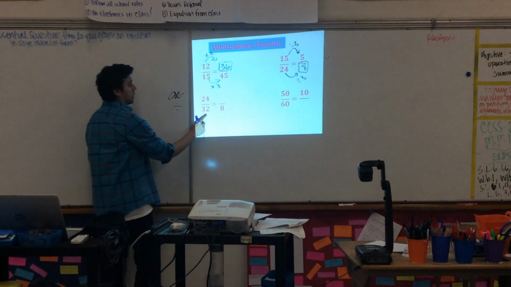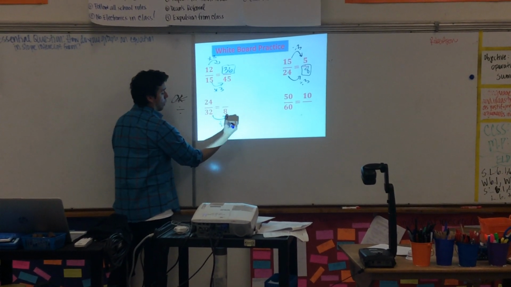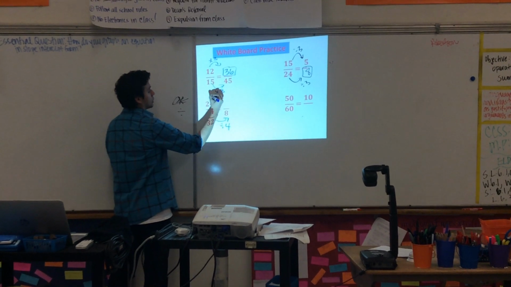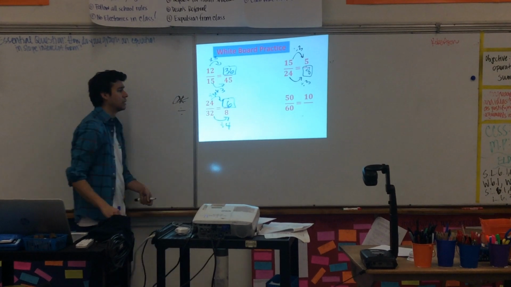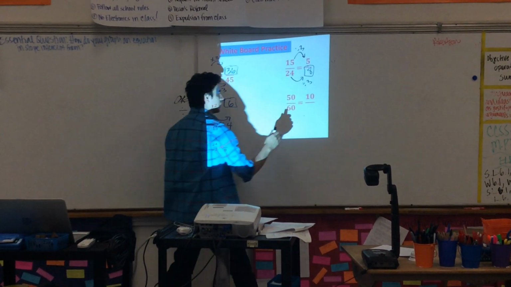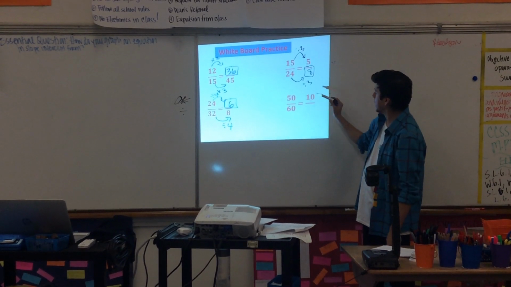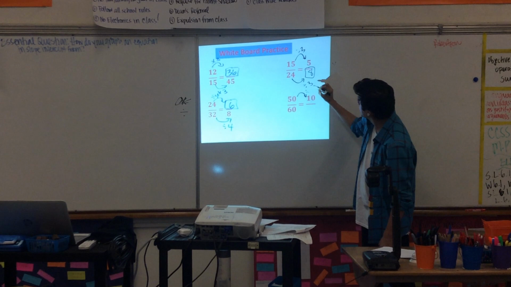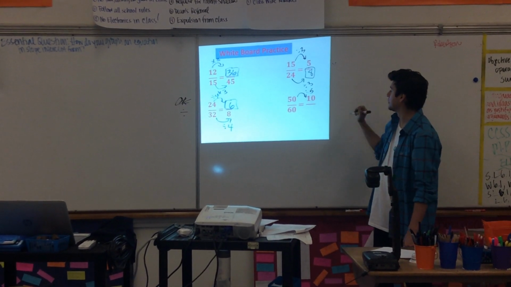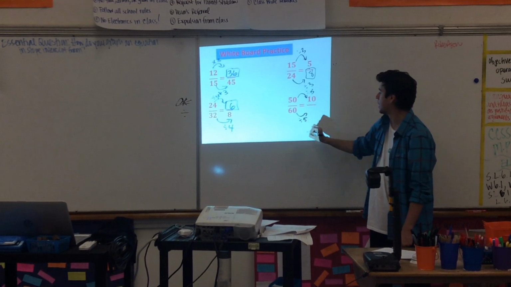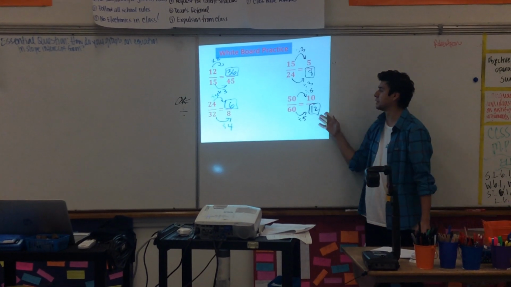And this problem, in order for you to go from 32 to 8, you had to divide by 4. You can divide by 4 here. You also have to divide by 4 here. 24 divided by 4 is 6. That's the missing value. And then the last one, from 50 to 10. In order for you to go from 50 to 10, you divide this by 5. 50 divided by 5 is 10, so you also have to divide this by 5. So 60 divided by 5 is 12. So that is the missing value.